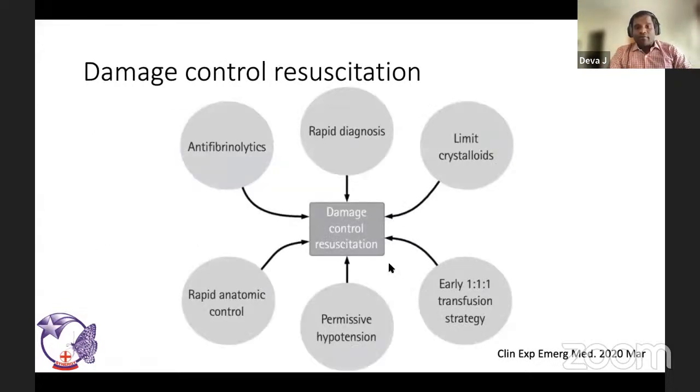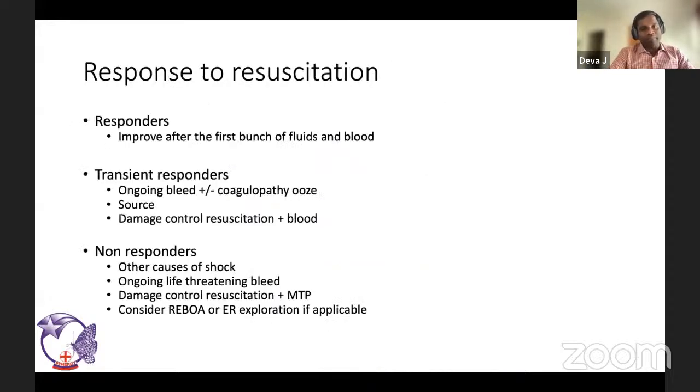So putting all of them together, this is what is called damage control resuscitation. So far, what we've talked about is damage control resuscitation. For a trauma victim that is exsanguinating, the first thing you do is stop the bleeding. Number one, rapid anatomic control. You administer tranexamic acid. You do an e-FAST, find out where they are bleeding into, and see if you can fix that. Give the crystalloids initially, but limit the crystalloids. Administer blood products early in a 1:1:1 fashion, and allow permissive hypotension. And that is what is called damage control resuscitation. If you follow all 6 arms of damage control resuscitation, your outcomes will certainly be better.